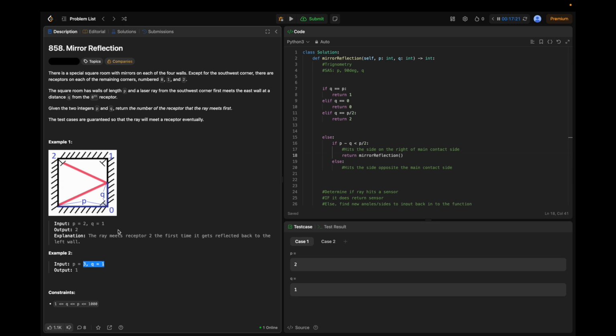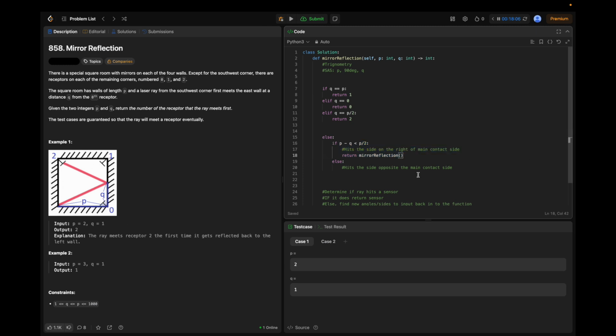Okay, let's try 3, 1, I guess. So 3, 1 is here. So it's going to bounce here. It's going to bounce here. Oh. Okay, so I think the fact that the ray will meet the receptor eventually means that it can't be this. Wait, no, it can't be this. Tentatively, because if it hits here and it goes here, then it's always going to be bouncing the rectangle.